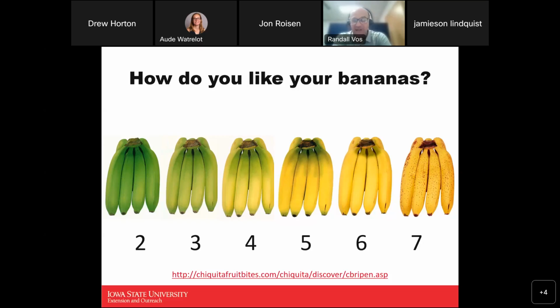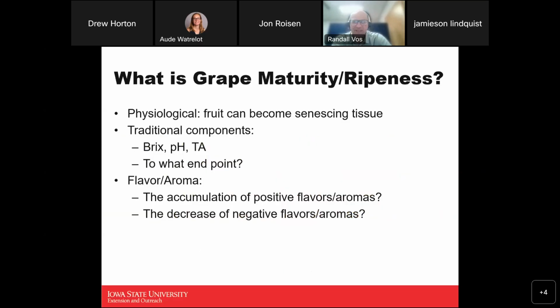You know, ripe is relative is generally what I say. And so I kind of break it down into grape maturity and grape ripeness. And when I think about fruit, once it hits a certain point, it's actually kind of a dying tissue. I mean, you've probably had fruit on your countertop and it starts to rot a little bit. You know, fruit is not something that lasts forever.